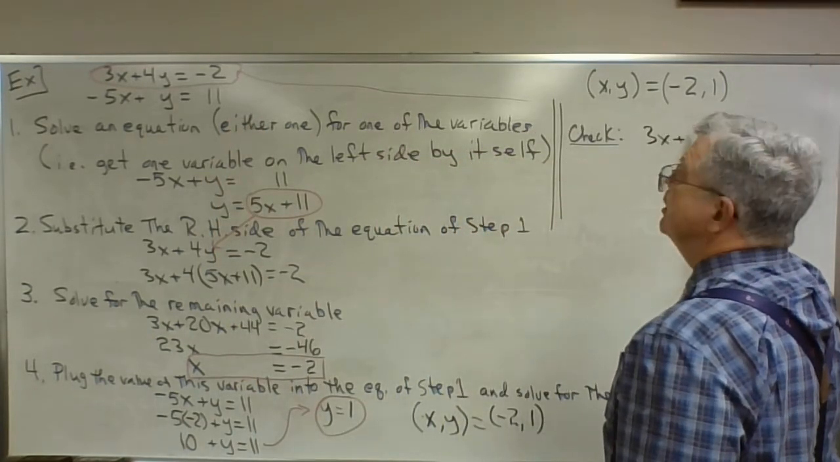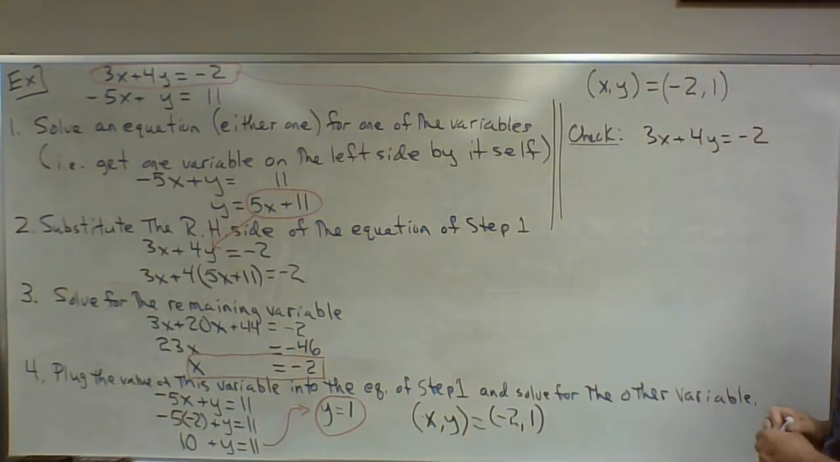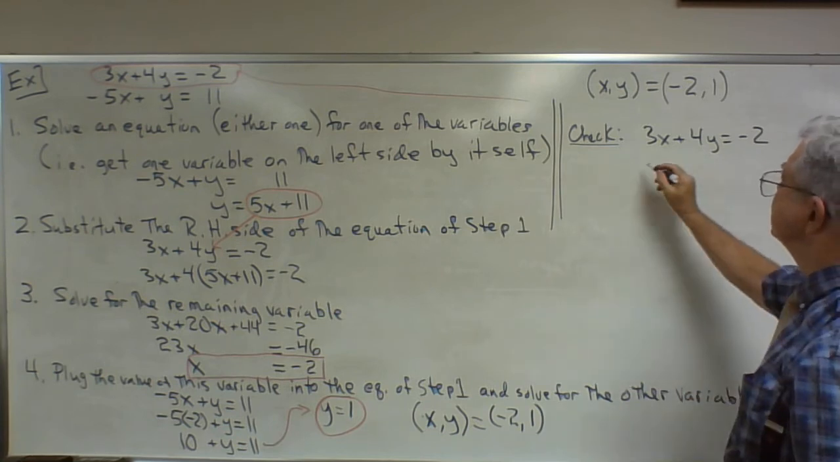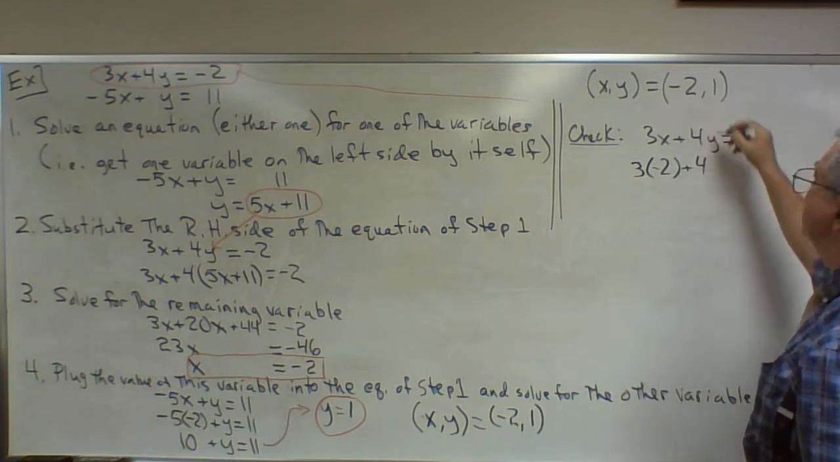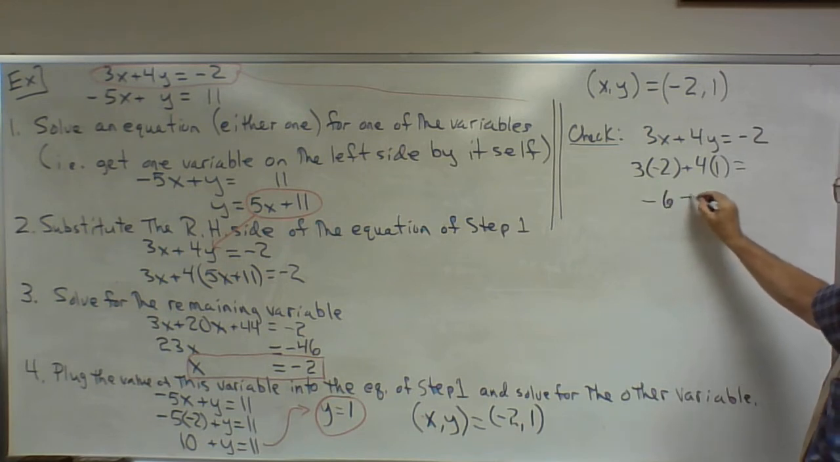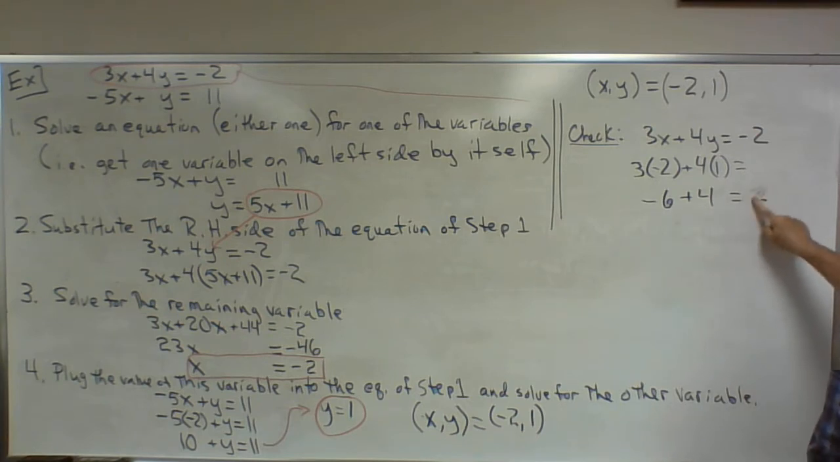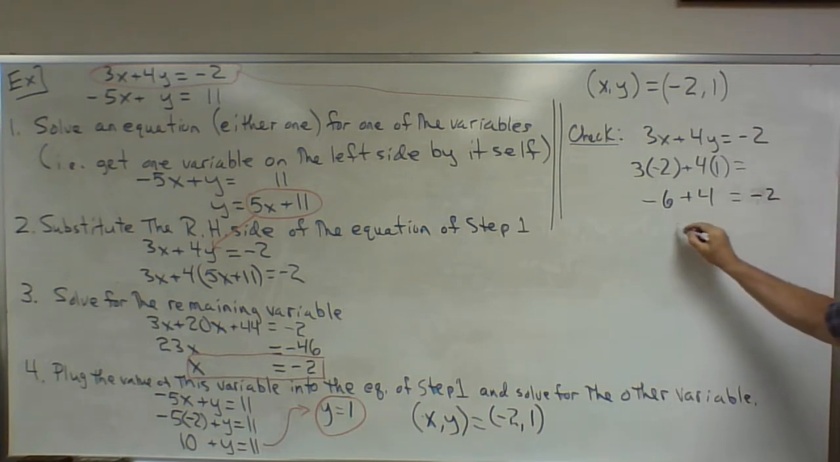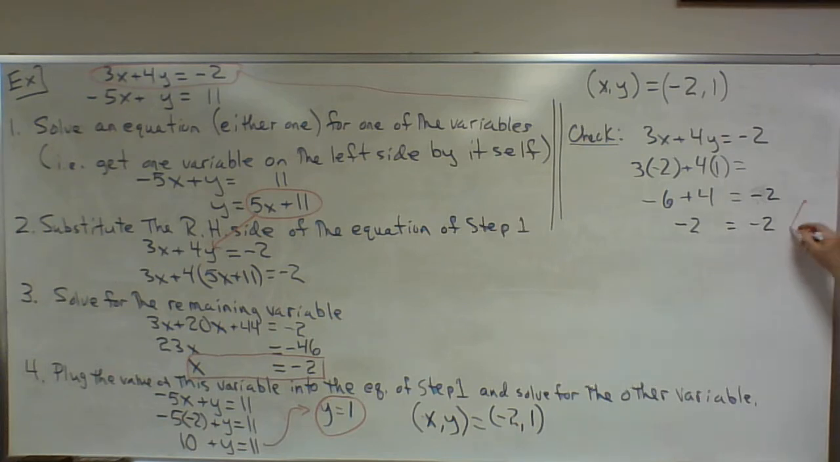3x plus 4y equals negative 2. I'll take negative 2 for x. I'll take 1 for y. And that leaves me with negative 6 plus 4 equals 2, or, I'm sorry, negative 2. Negative 6 plus 4 is negative 2 equals negative 2. Okay, it satisfies the first equation.